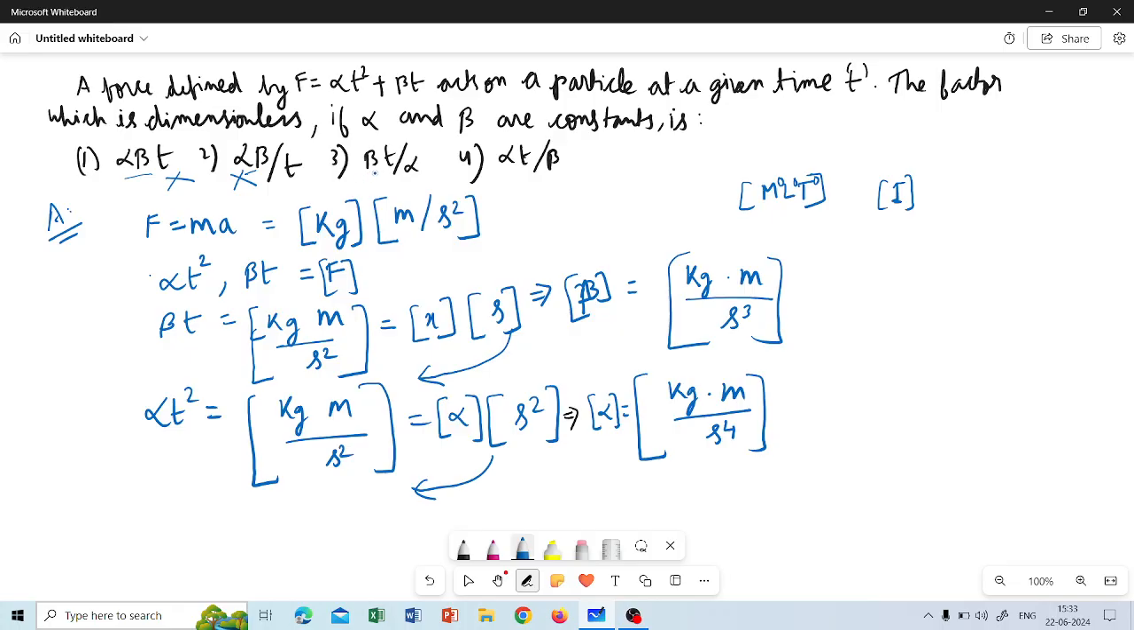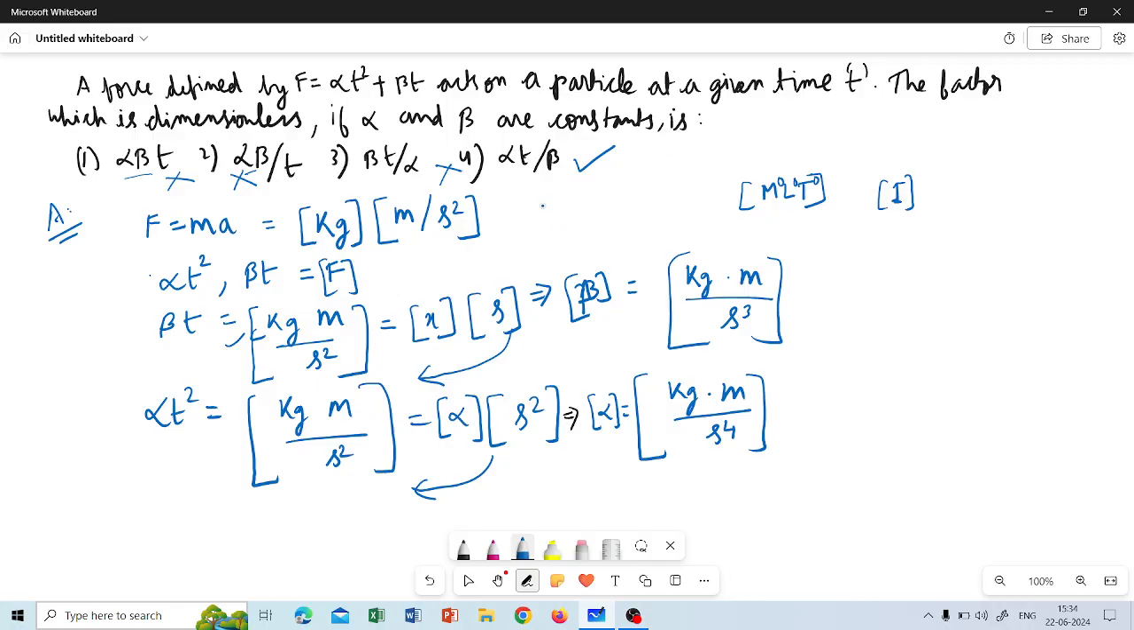Now again, the third and fourth options. Let me check here, alpha or beta. Now beta into t. What is beta into t? Here it is kg meter per second square. Then if I divide this by alpha, you know that there is s power 4 in the denominator and s squared, so this is not going to match. Again, this is not going to be dimensionless. So the only remaining option is alpha t into beta. This is the right option.